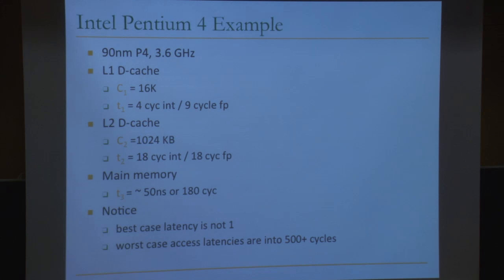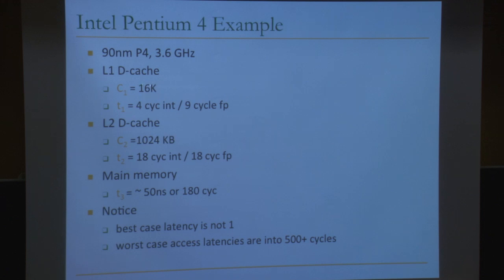Actually, one of the later generations of Pentium 4, I believe it's Prescott, Intel called it. L1 data cache was 16 kilobytes. It took 4 cycles to access for integer operations. L2 data cache was 1,024 kilobytes, 1 megabyte. It took 18 cycles to access. And let's assume main memory is approximately 50 nanoseconds.